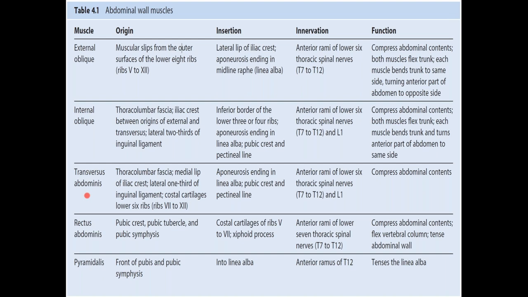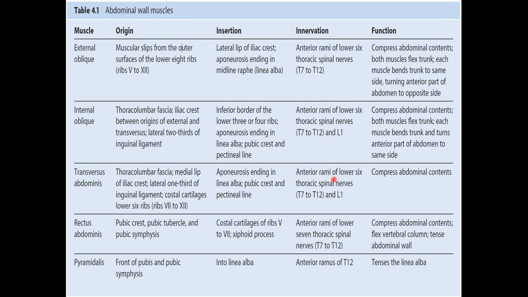And the third one is the transversus abdominis. It originates from the same places as the internal oblique: the thoracolumbar fascia, medial lip of the iliac crest, lateral one-third of the inguinal ligament, and the costal cartilage of the lower six ribs, 7 to 12. Aponeurosis ending in the linea alba. So if you look here at the insertion, the aponeuroses of all these three muscles end in the linea alba to form the rectus sheath.